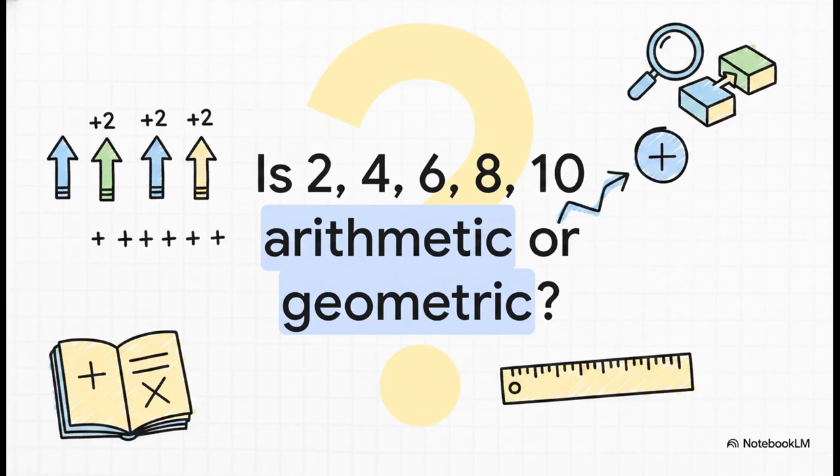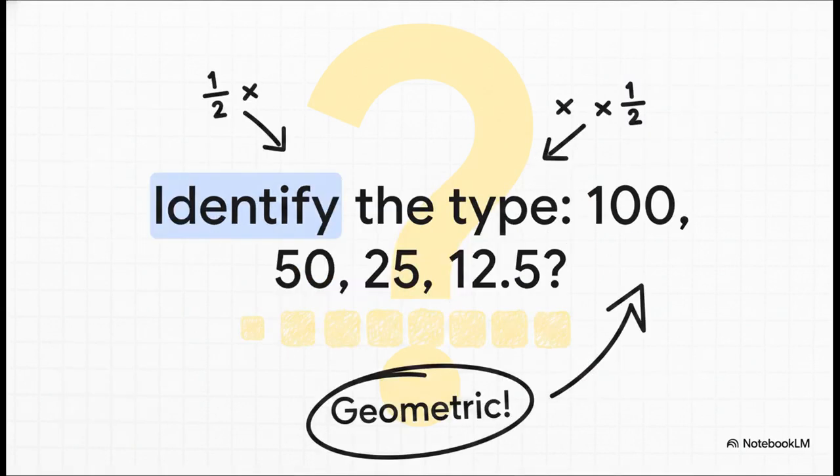Here we go, question 1. Identify if the sequence is arithmetic or geometric. 2, 4, 6, 8, 10. Look at the terms. Are we adding the same amount or multiplying by the same amount? Well, 2 to 4 is plus 2. 4 to 6 is plus 2. We're adding. That makes it an arithmetic sequence. Easy enough, right?